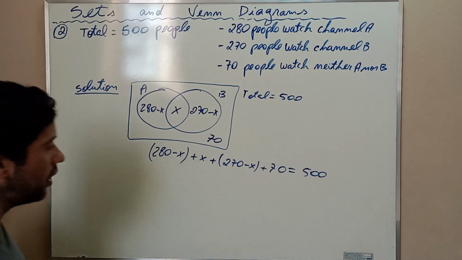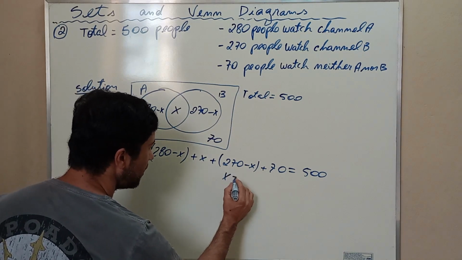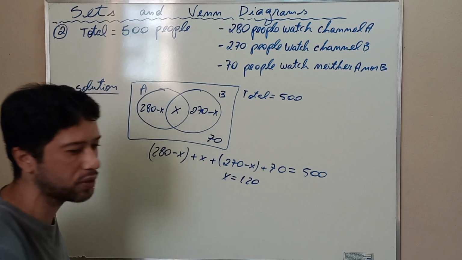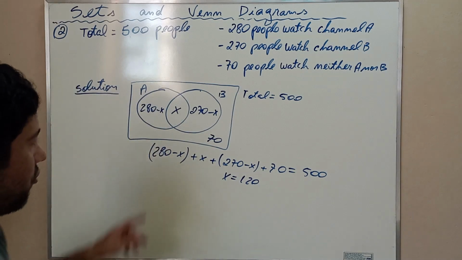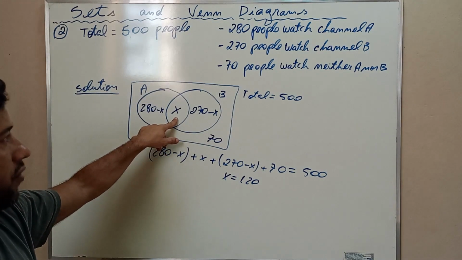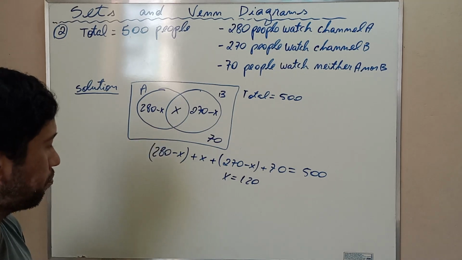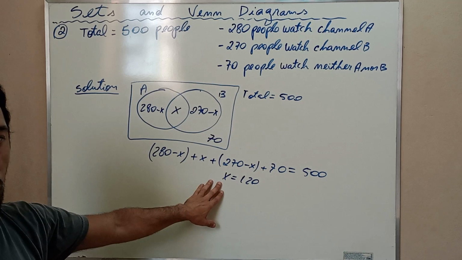And if you calculate, you find that X is equal to 120. And what does it mean? It means that 120 people watch both channels A and B. Alright? But it is not what we want.